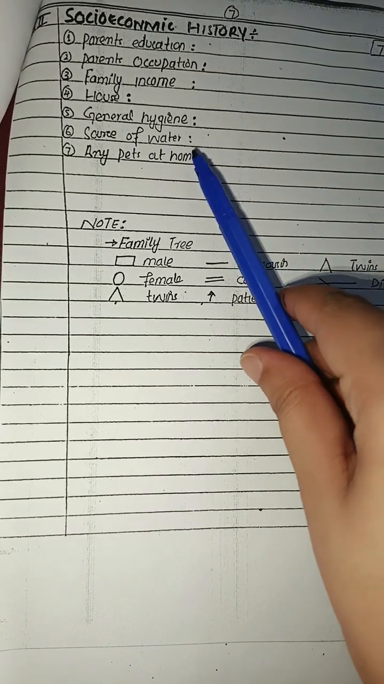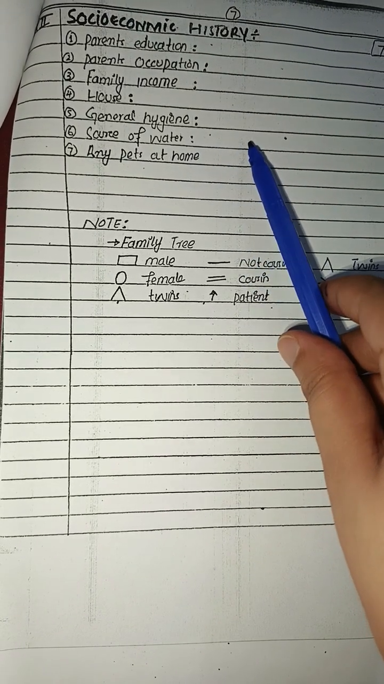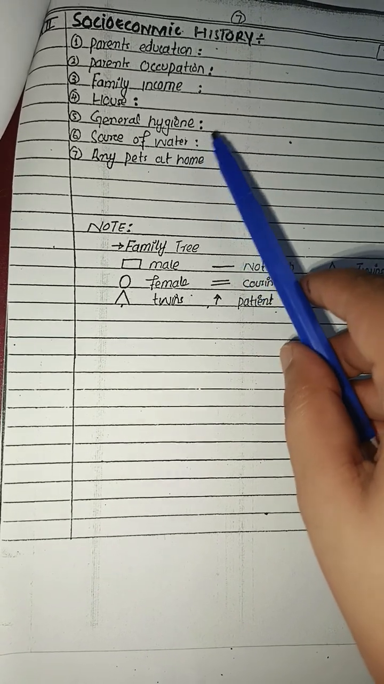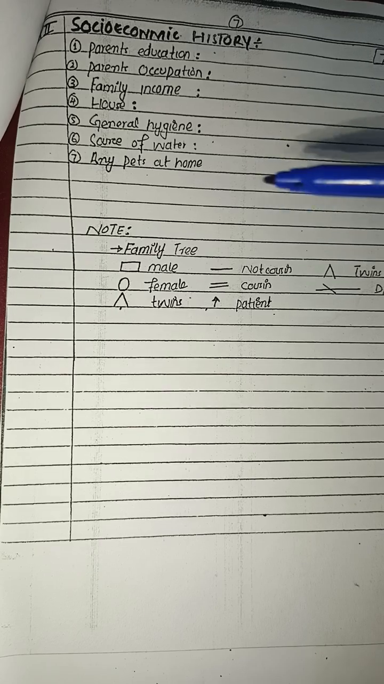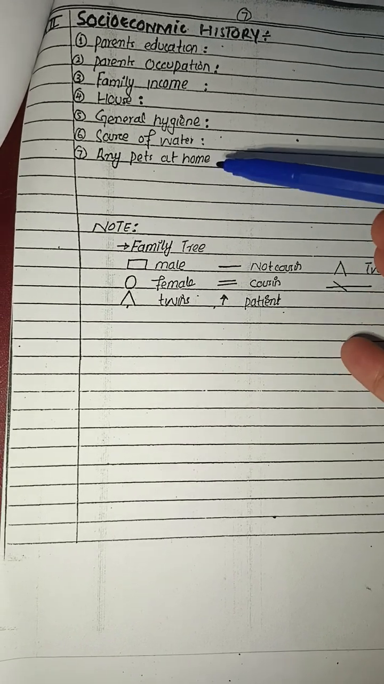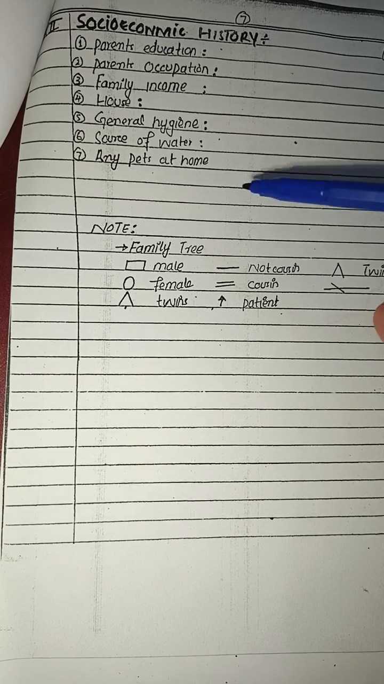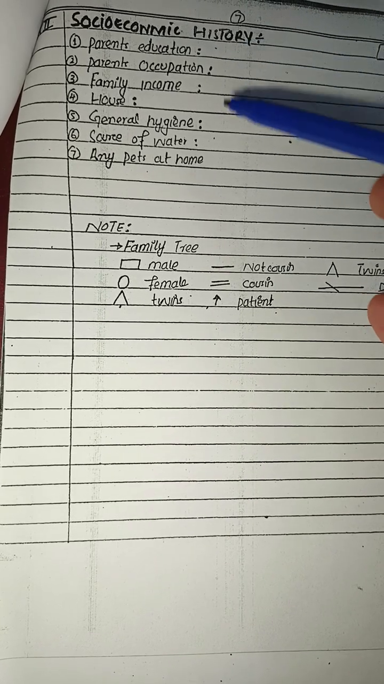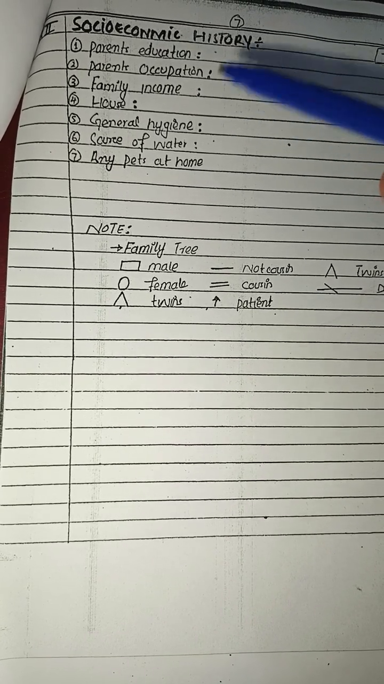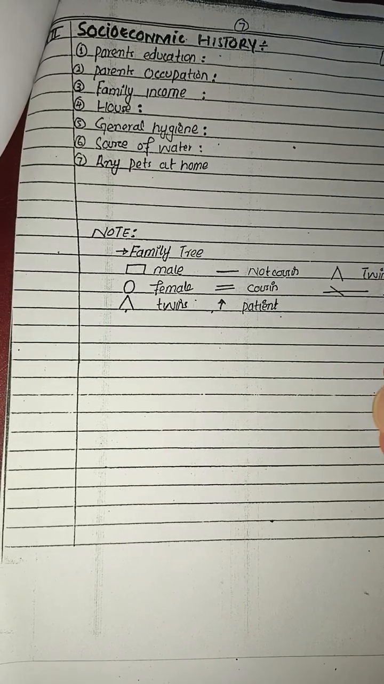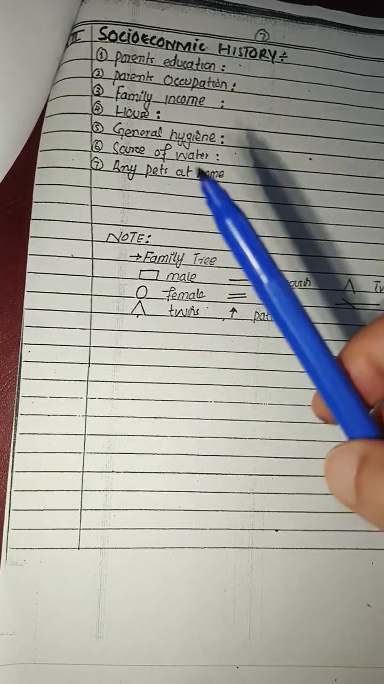Socio-economic history we have to ask about the education, occupation, family income, house hygiene, source of water, because source of water is important to rule out gastrointestinal infection which spreads through the fecal-oral route. Any pet at the home which is responsible for causing asthma and any type of allergy to the patient. And occupation is important to know about that, either the family can afford the expenses of the hospital or not.